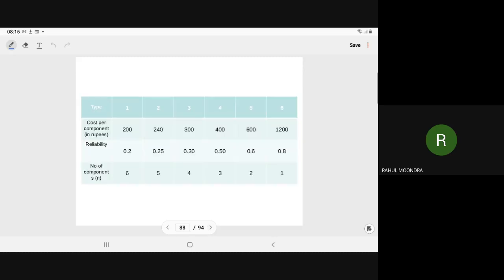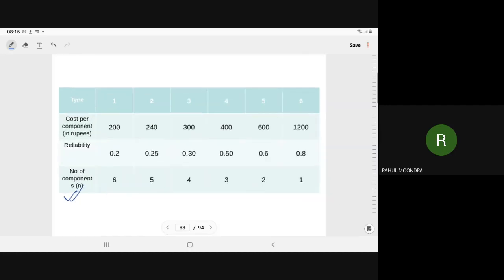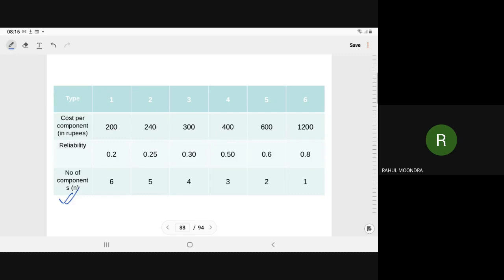So if you talk about this, the number of components we have already discussed. For type 1 we can purchase a maximum of 6 items. For type 2 we can purchase 5. For types 3, 4, 5, 6 we can purchase 4, 3, 2, 1 respectively.